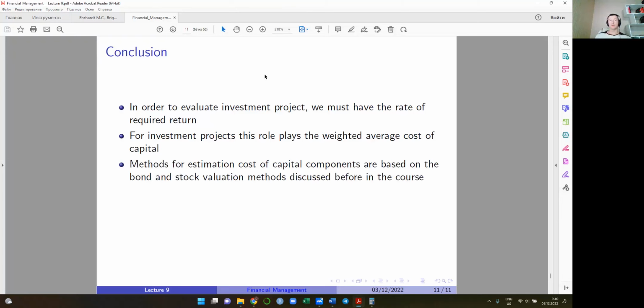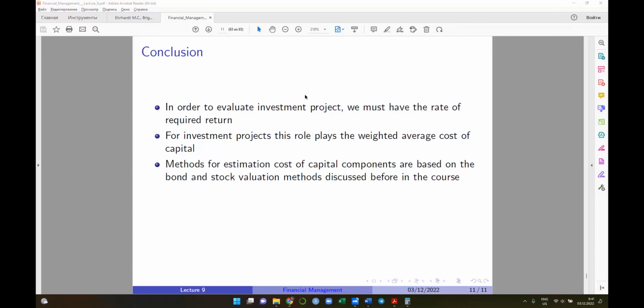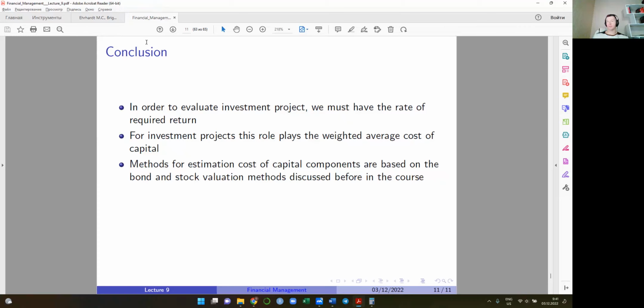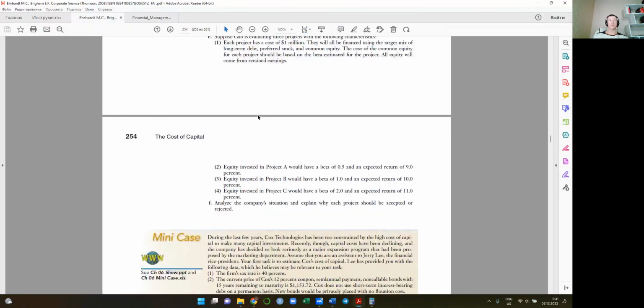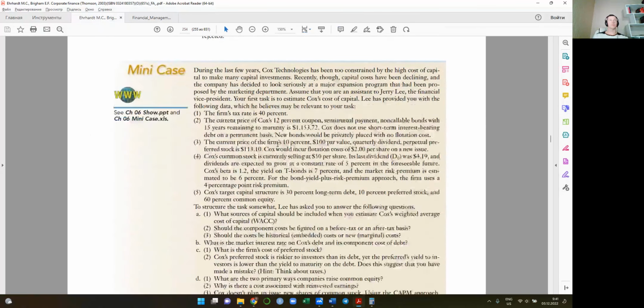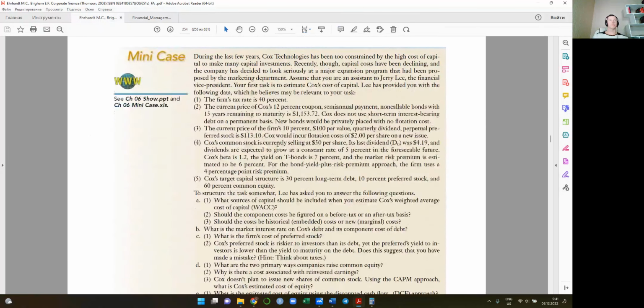And the methods for estimation of cost of capital, so don't think that this is something new. Those are based on the bond and stock valuation methods that we discussed before in this course. So we will take an example and try to apply these methods to a practical example from the book. This is the book of Brigham and Ehrhardt.